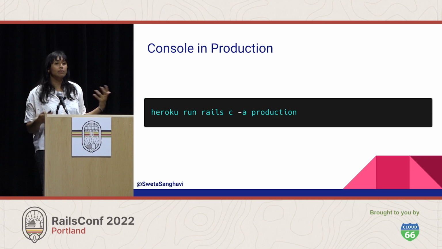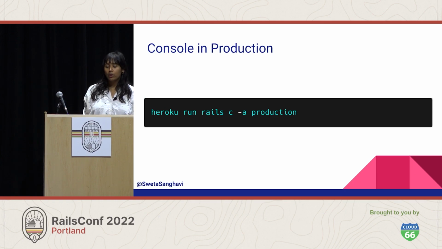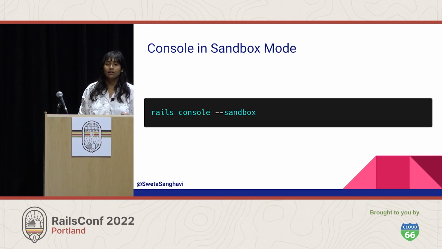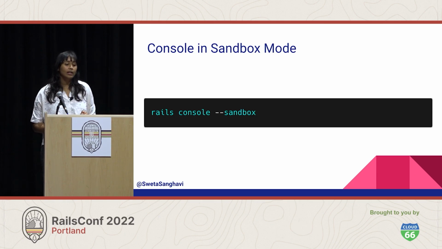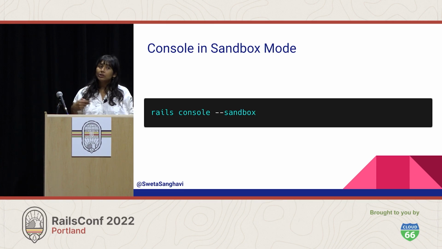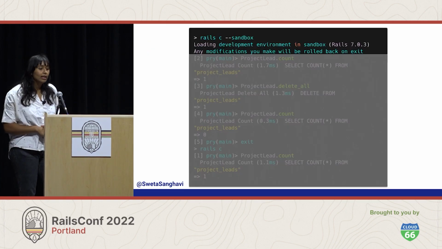If you're worried about some of the data changes or don't really even want to think about it, console gives us an option of sandbox mode. So you can pass that sandbox flag in, and any changes you make to data are going to be rolled back. So let's take a look at what that looks like.